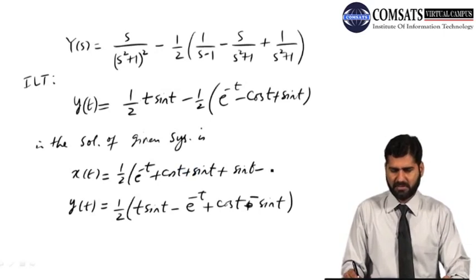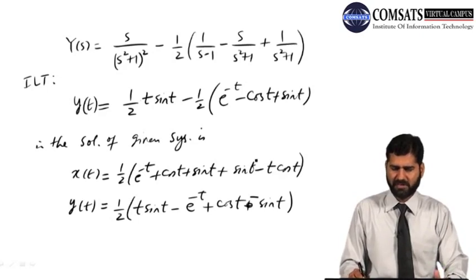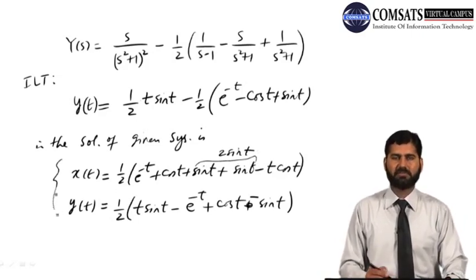This will become 2 sin t. Instead of writing separately, you can write 2 sin t. All right, so that is your solution of the system.